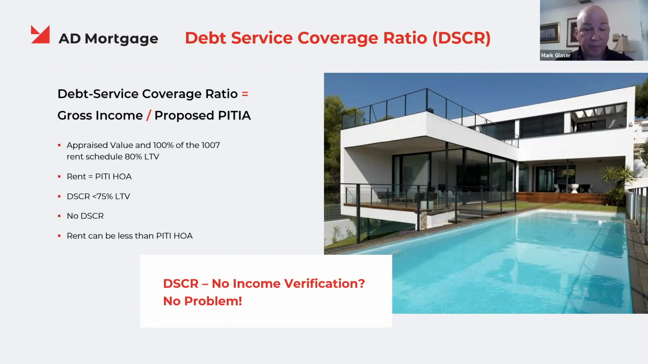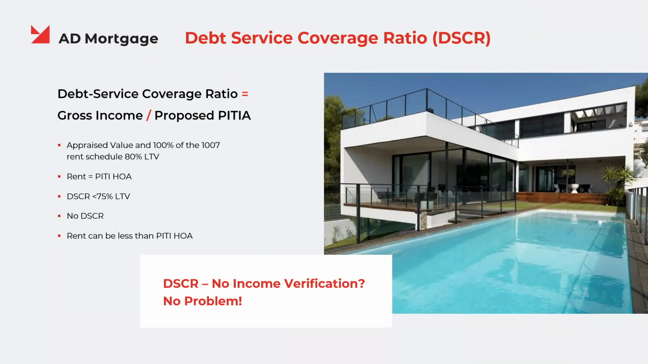Is the gross income annualized? That's from Steve. Okay, so again, there's no issue with gross income. There's no income on the 1003, no income, no employment, no employer. We take whatever the rent schedule 1007 says the market rent is, and we're comparing it to the PITI HOA on the 1003. All right.